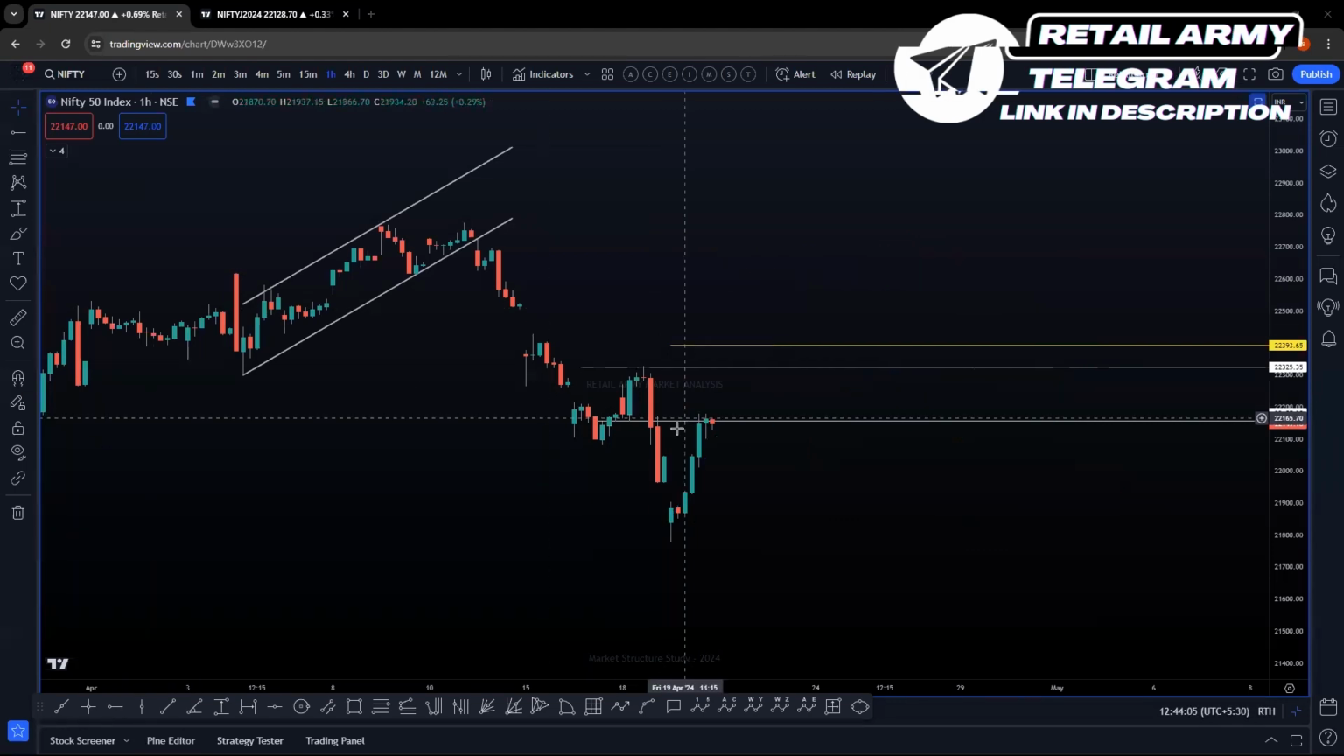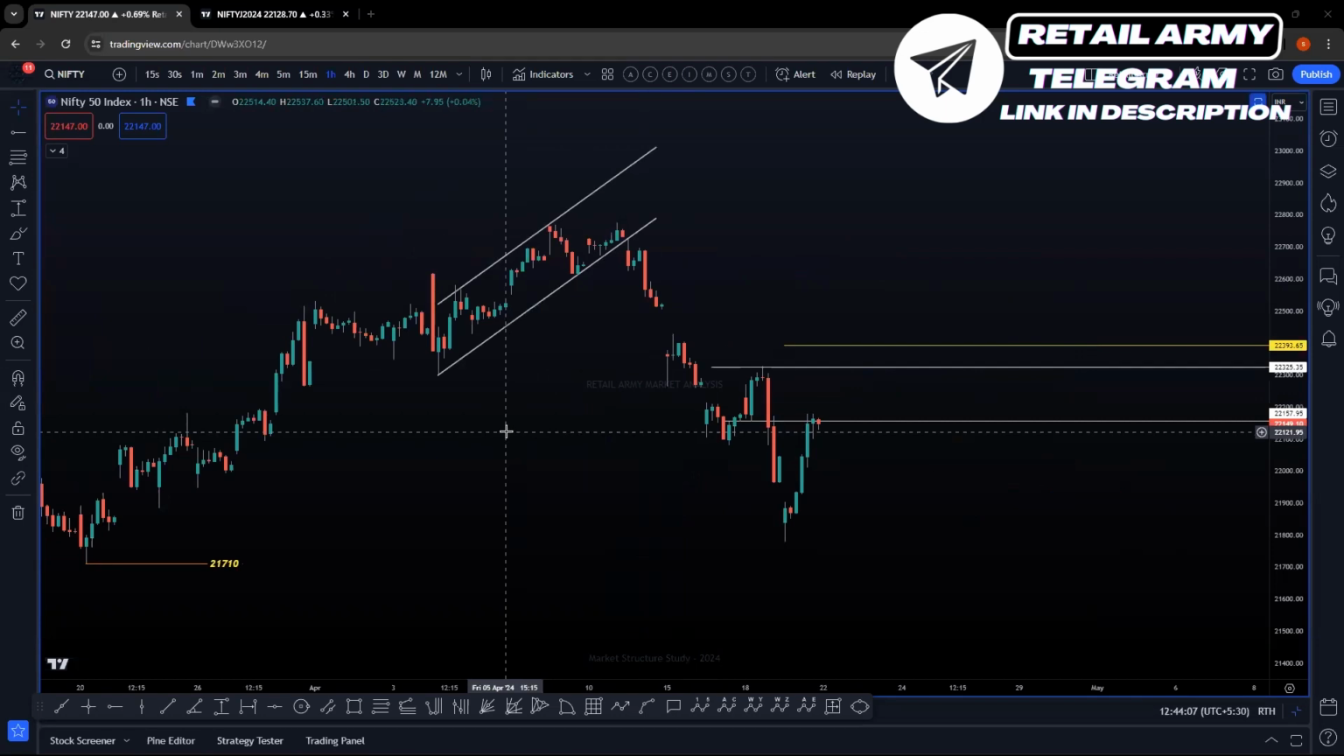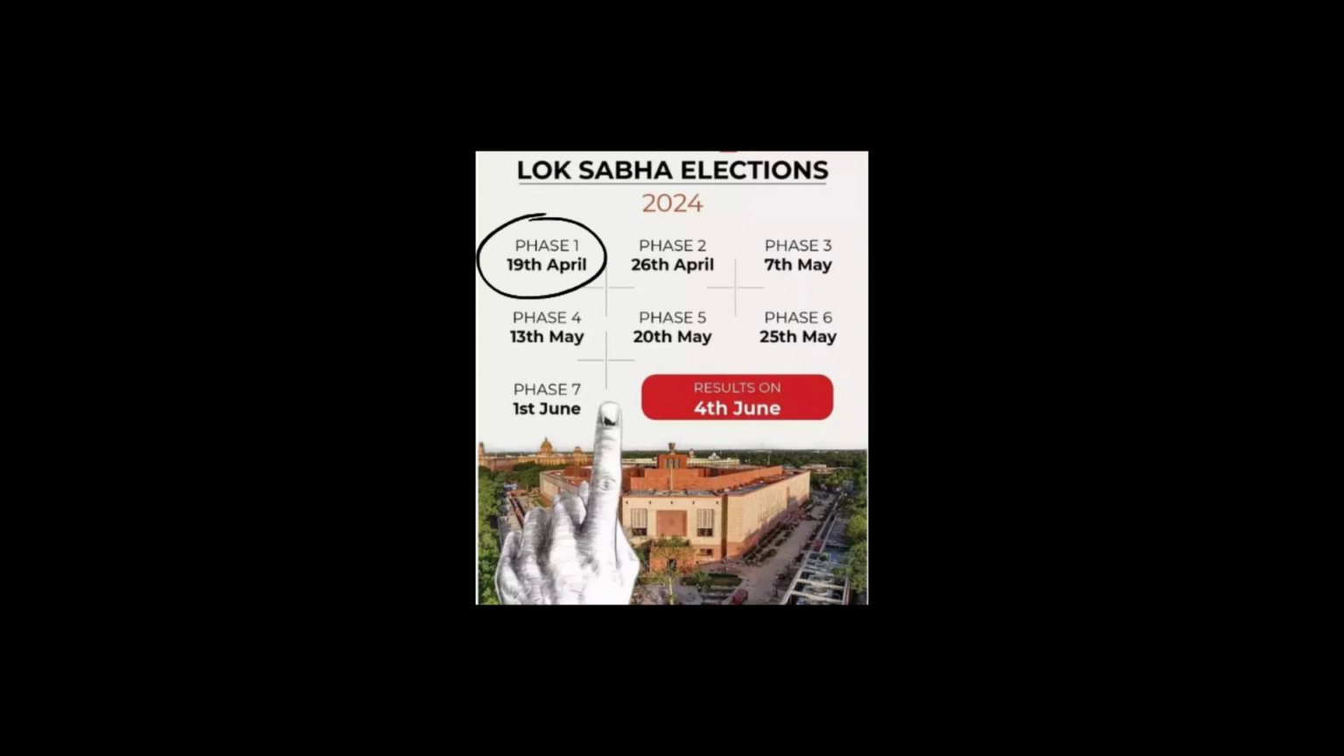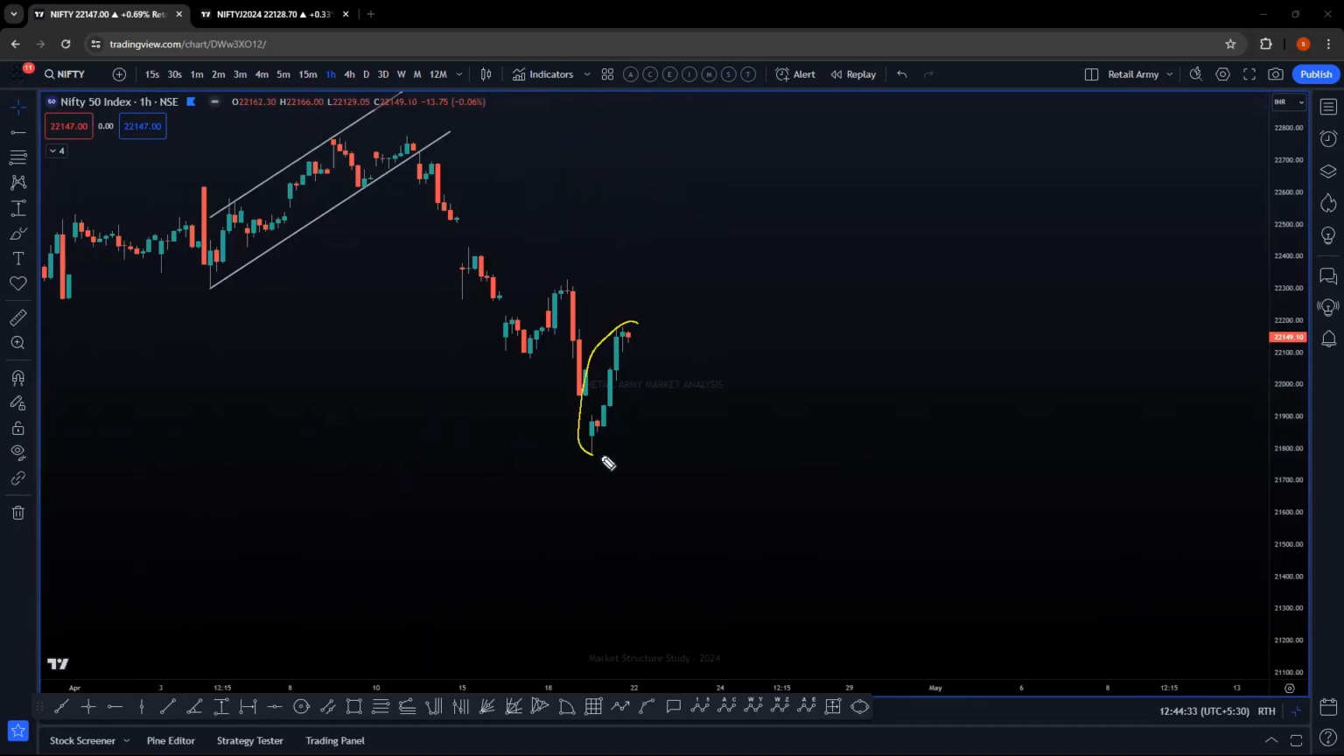All right. Now, very important, your Lok Sabha elections 2024. The elections. The phase 1 was started on when? You can see the 19th of April. Okay. Phase 1 started on 19th of April. What happened on 19th April? We saw a pullback in the market or a trend reversal, right?